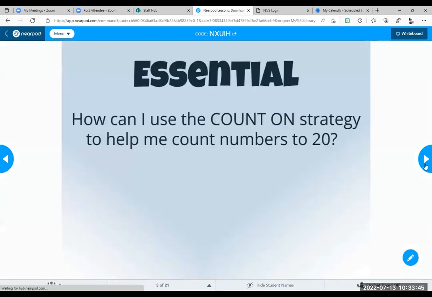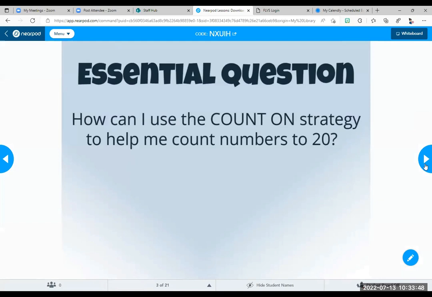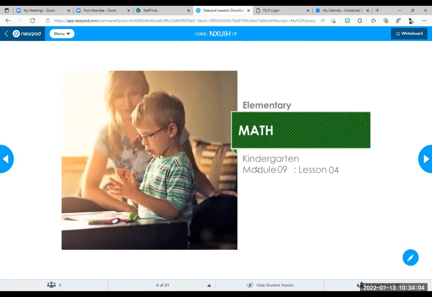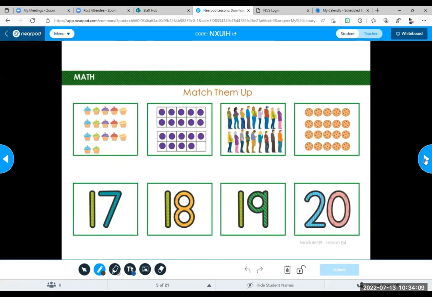Okay. Now, what are we doing, Mrs. Cruz? We are going to use the count on strategy to help me count numbers from 0 to 20. Okay. 0 to 20. And this was in your lesson, Module 9, Lesson 4. Okay, so it's just a review. Review means to look at it again, al otra vez. All right, let's match them up. First thing we're going to do is count. Count the objects in each square.